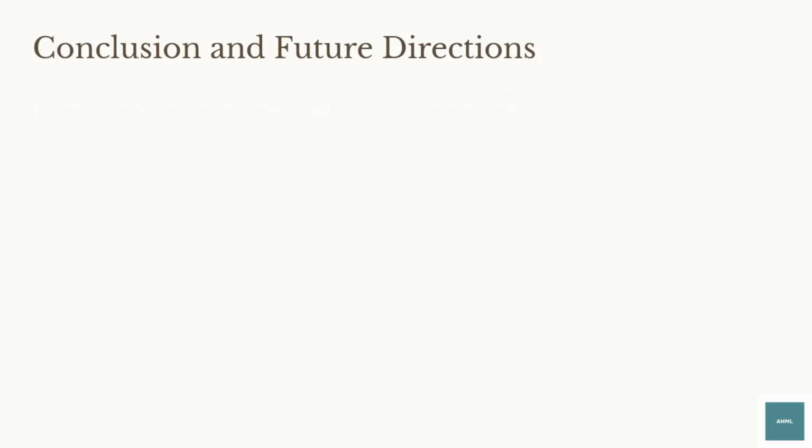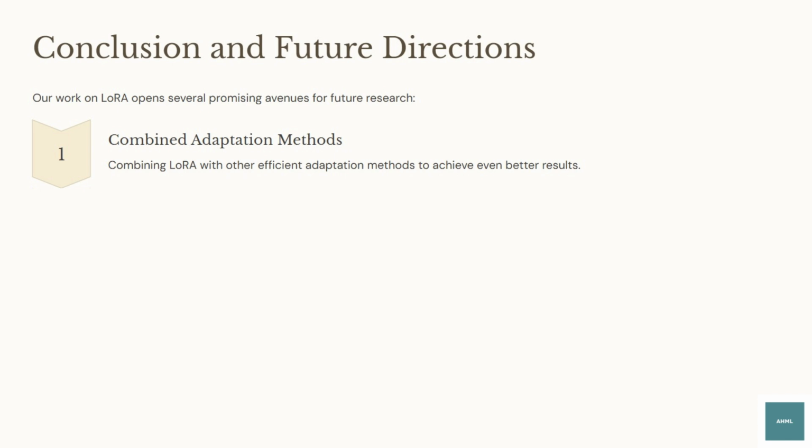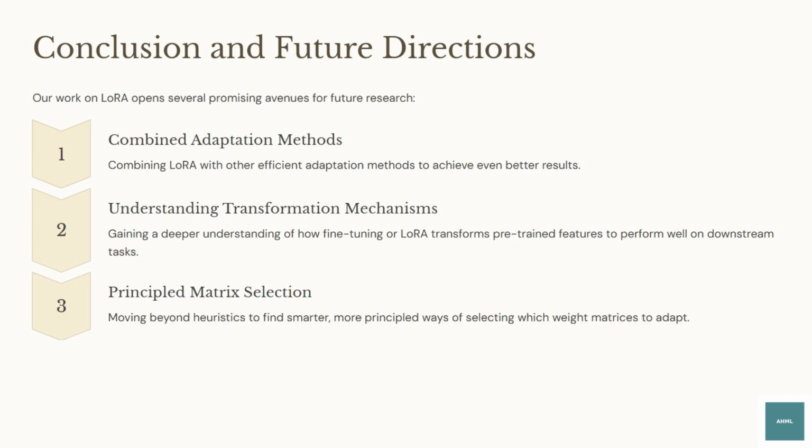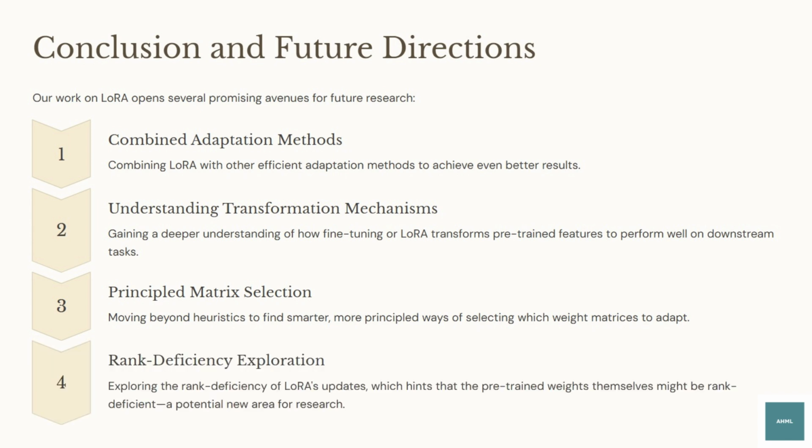Fine-tuning large language models demands lots of computation. LoRA offers an efficient adaptation strategy that maintains high quality without adding inference latency or reducing input sequence length. It also makes task switching fast and easy. Future work includes combining LoRA with other adaptation methods, exploring how fine-tuning transforms pre-trained features, developing more principled methods to select weight matrices to adapt, and investigating the implications of rank deficiency in weight updates and potentially in the pre-trained weights themselves.